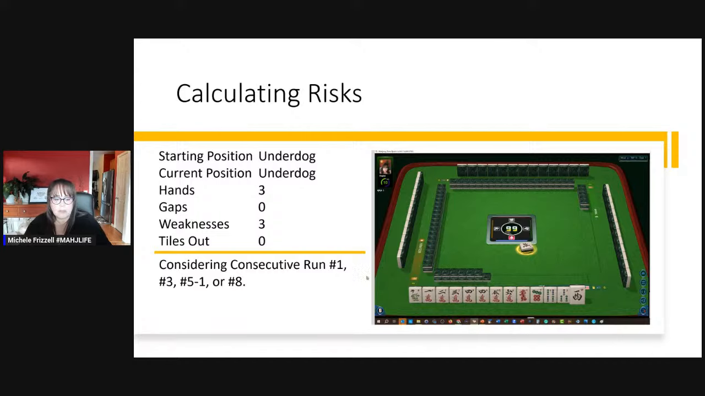So really one, two, three, four. I could update that hand count to three. Three hands, but we have three weaknesses. None of our tiles are out. We have no gaps for all of these options. We just need to build.